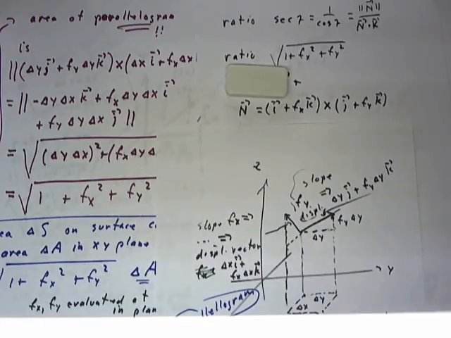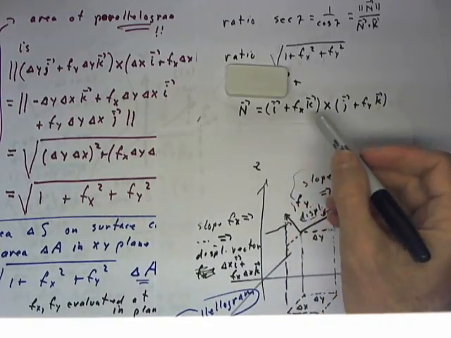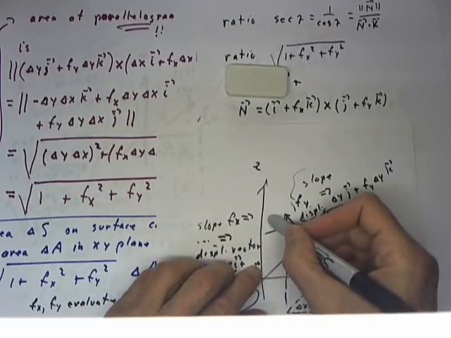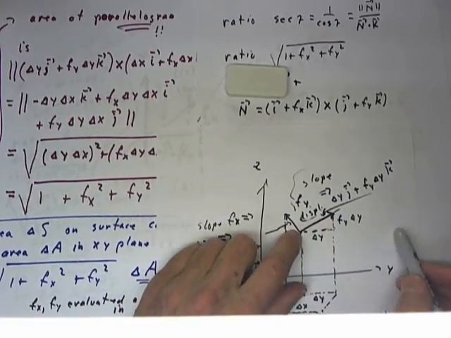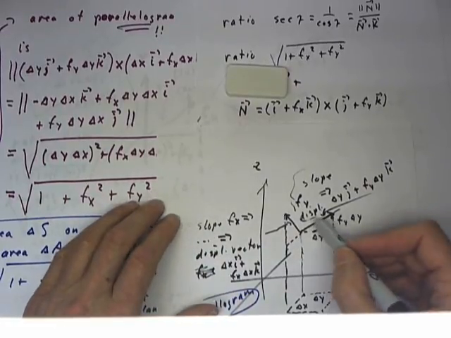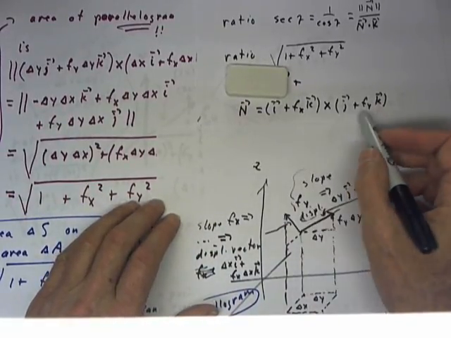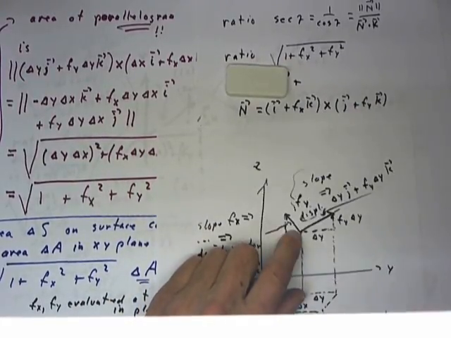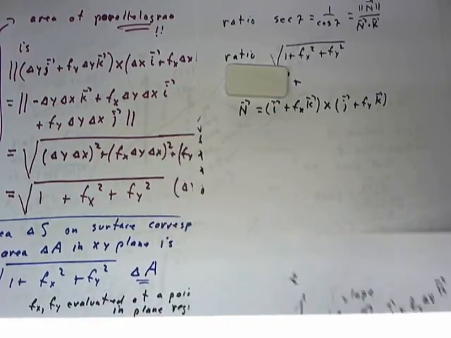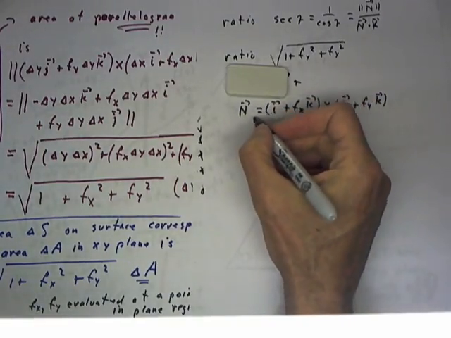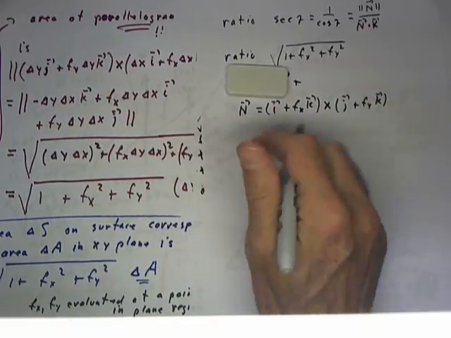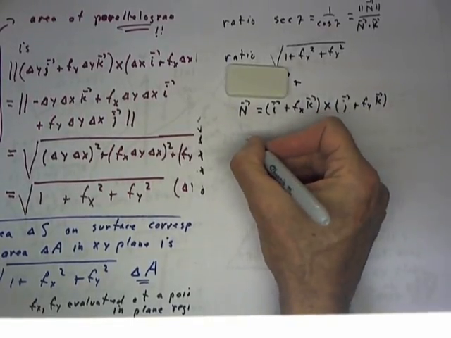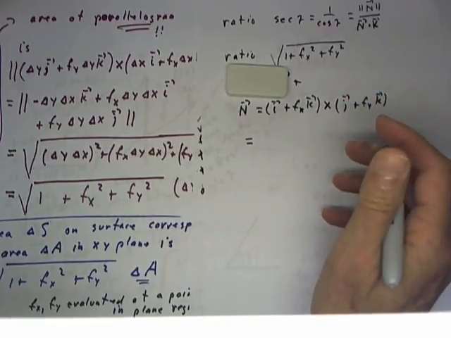We are in any case familiar from previous work with the fact that the vector i plus fx k and the vector j plus fy k both have the appropriate slope, so both constitute vectors that are tangent to the plane at this point, so their cross product is going to be normal. And we've actually calculated the normal in that manner in previous video clips and in previous problems.